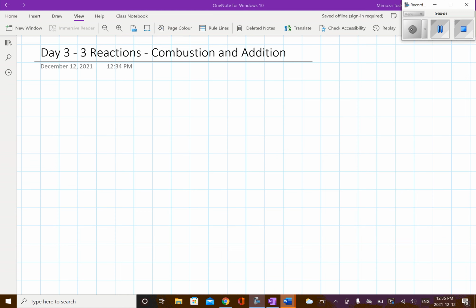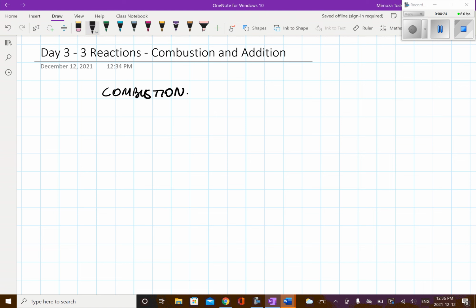Now we'll see some of the reactions in organic chemistry, the hydrocarbon reactions. We'll start with the easiest one, which you probably have seen, which is combustion. Even in Chemistry 20 and Science 10, you have seen that combustion is of two types: a complete combustion reaction and an incomplete combustion reaction.